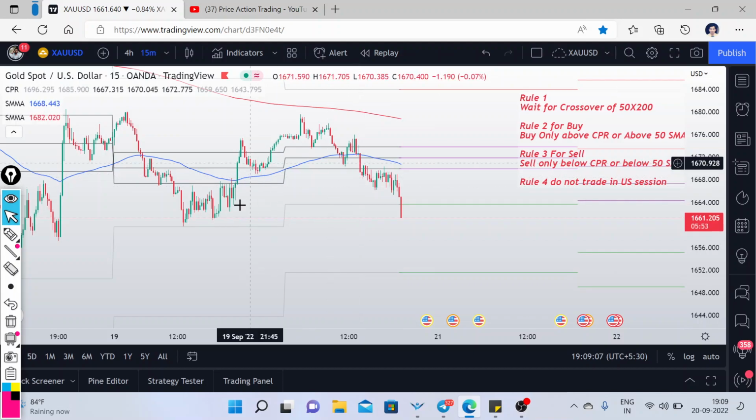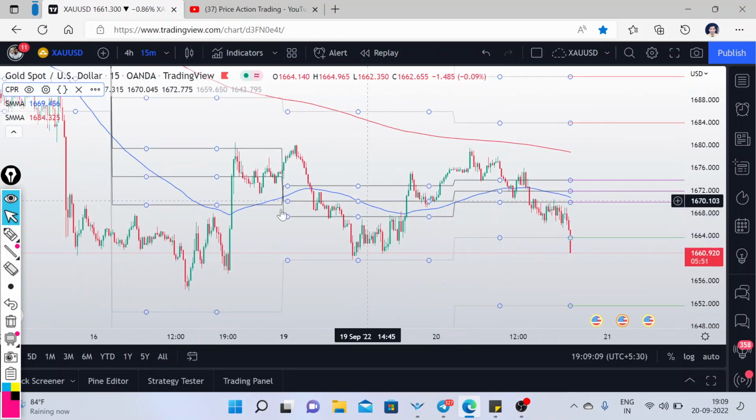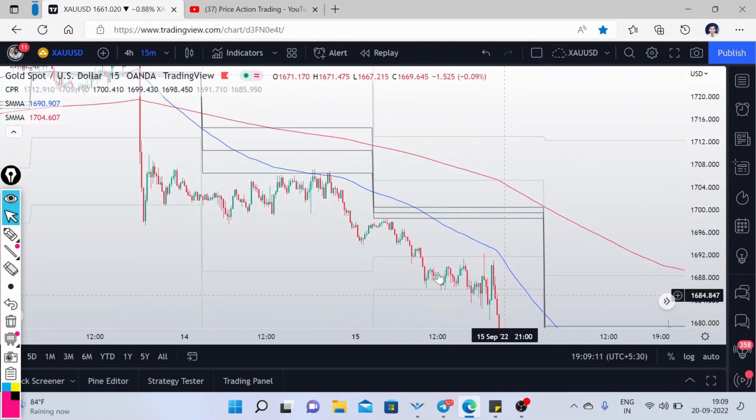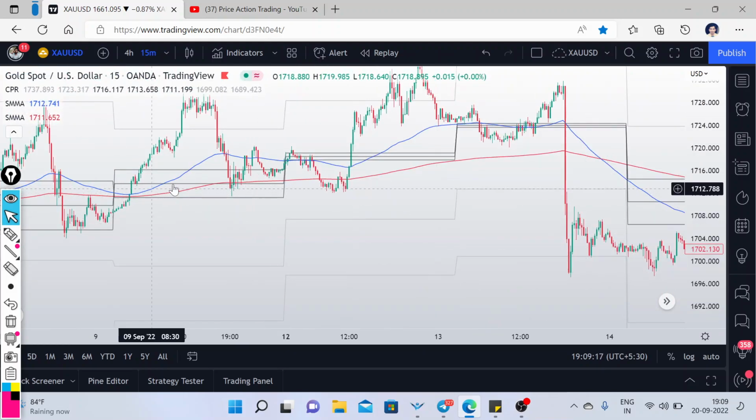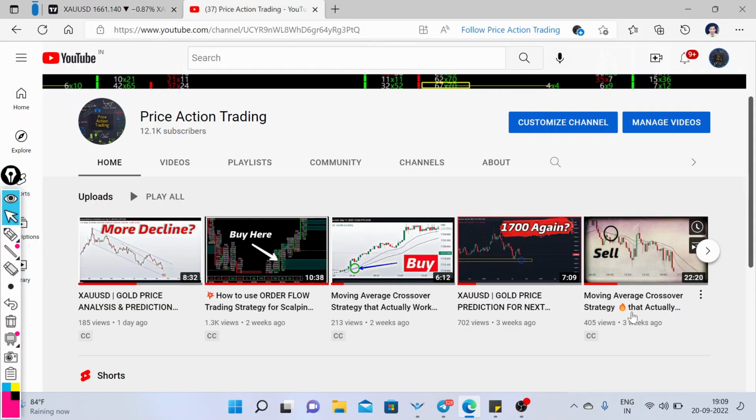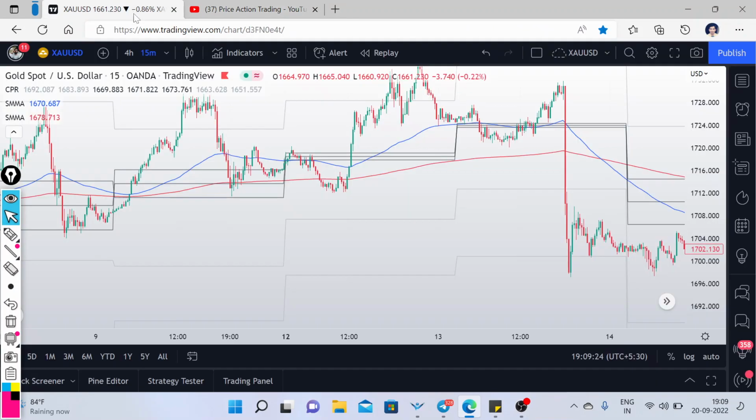As you can see, 4 days, 1, 2, 3, 4, and this one fifth, on all of these this strategy worked well. I already showed the buy example in that video that I shared with you. This one you can check in that video. So just stick with the method.